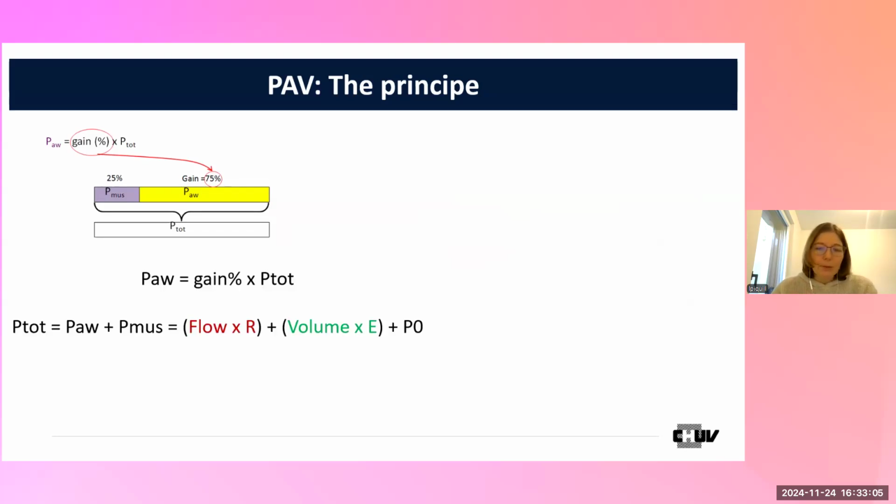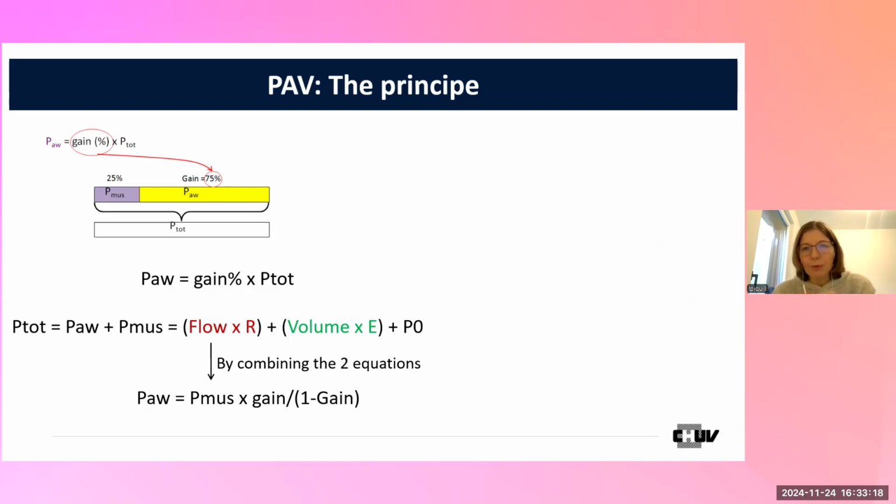And by combining the different equations, you see that the airway pressure is proportional to the muscular pressure generated by the inspiratory muscles. And the relationship between the two is based on the gain, which is what you set on the ventilator, and which represents this proportion of what has to be done by the patient and by the ventilator.